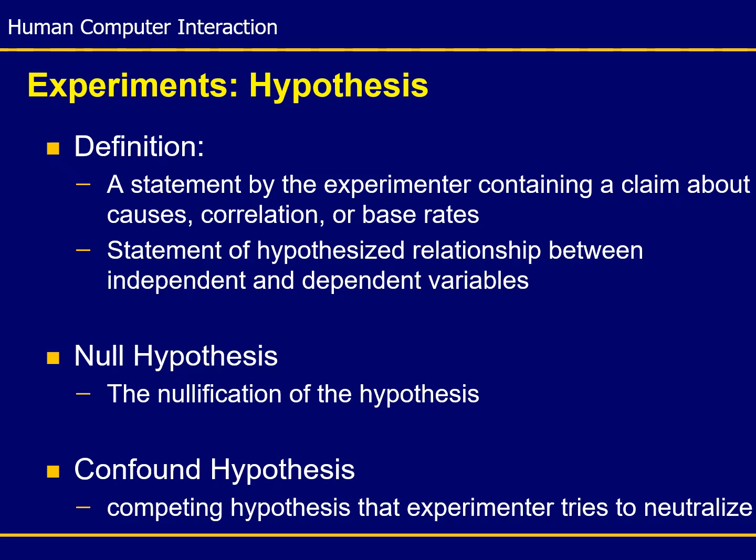So this is a competing hypothesis that the experimenter tries to neutralize. You try to avoid any confounding hypotheses. You have to control the experiment in that sense to make sure that there are no other explanations apart from the result you present.